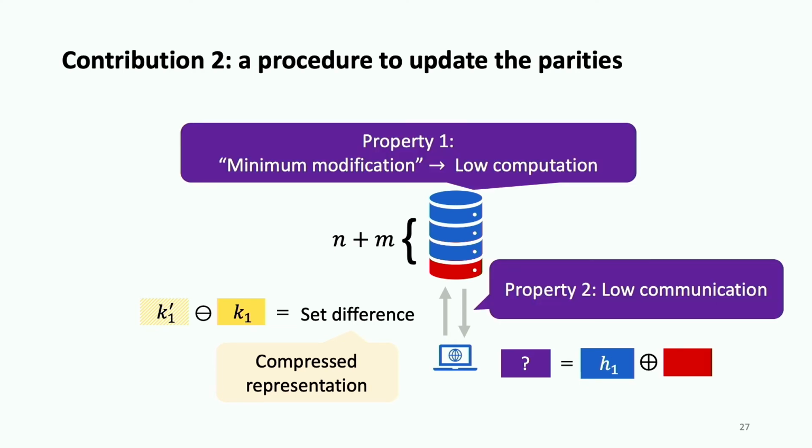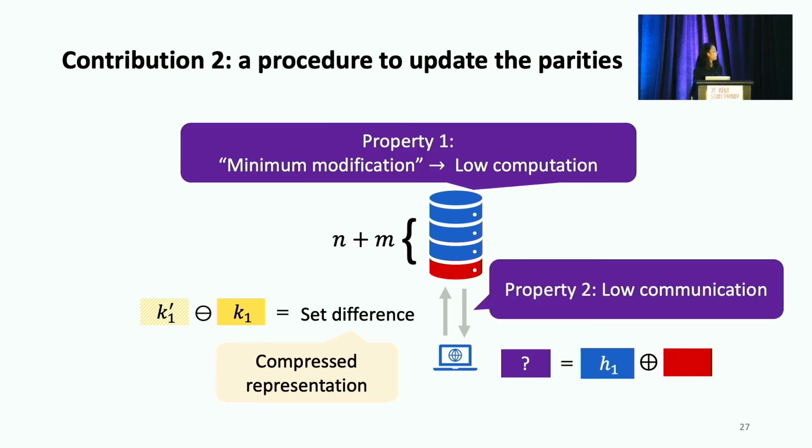To be specific, the client will first send the difference between the old sets and new sets to the server, and the server responds with the XOR of the items based on the set difference. Then the client can use the server's answers to update the hint that matches the updated database. And remember that we have minimum modification of the sets, so this results in low server computation. And we have a compressed representation of the set difference, so this results in low communication cost.